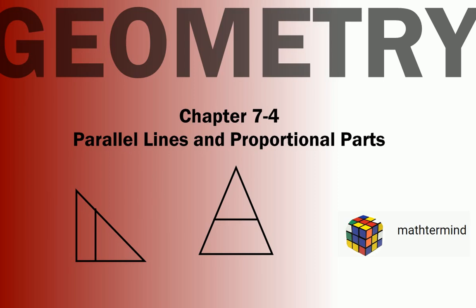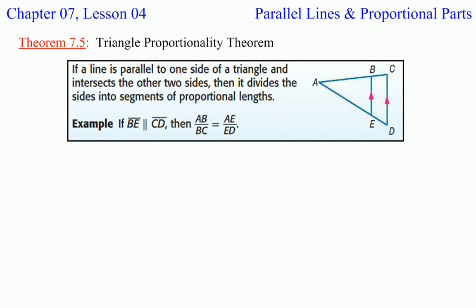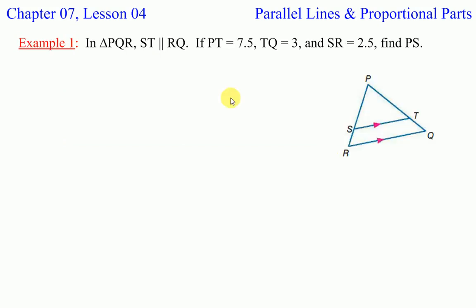Chapter 7.4, Parallel Lines and Proportional Parts. Okay, and there we go. The triangle proportionality theorem. Here, if a line is parallel to one side of a triangle and intersects the other two sides, then it divides the sides into segments of proportional lengths. So that means AB to BC is proportional to AE to ED.